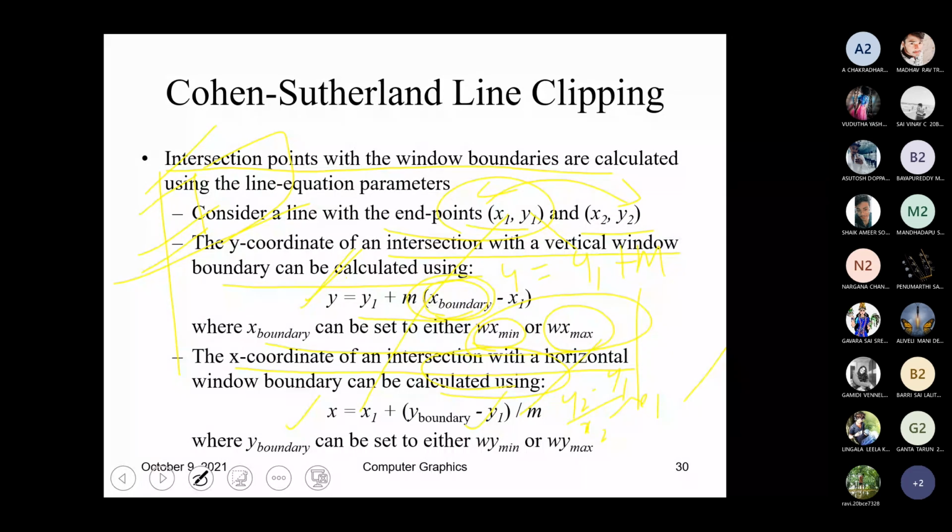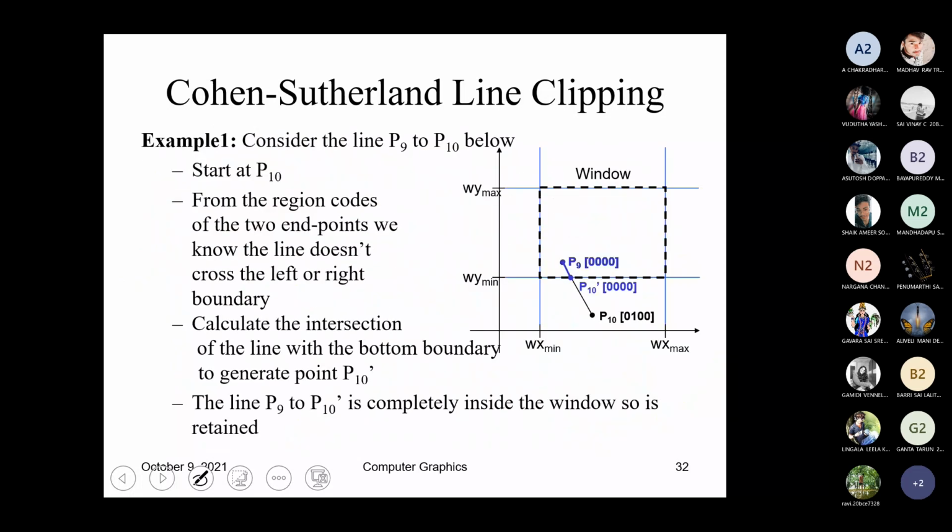And you will be calculating your x min and y min value to calculate your y boundary. Okay, so we'll solve the problem, then you will understand. So write down, consider these things.